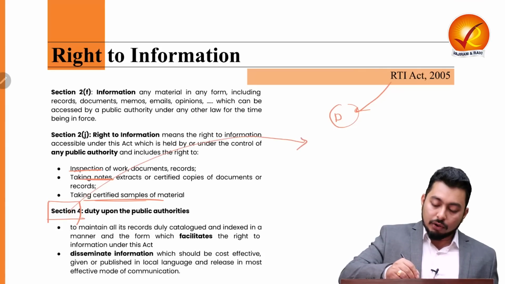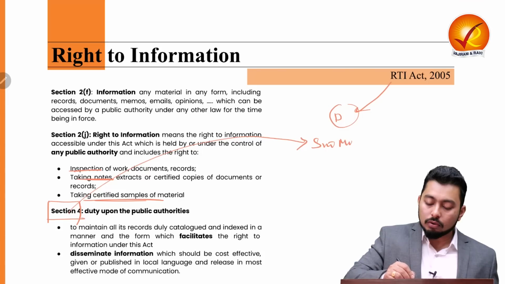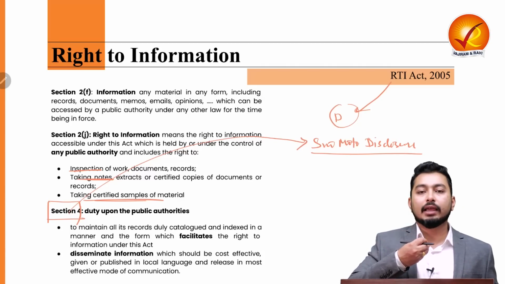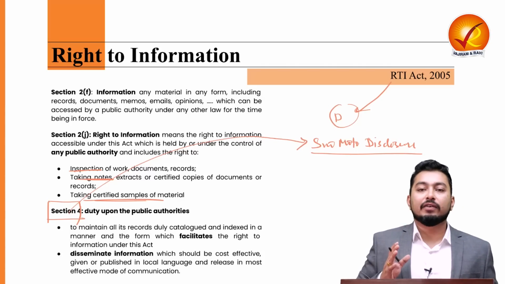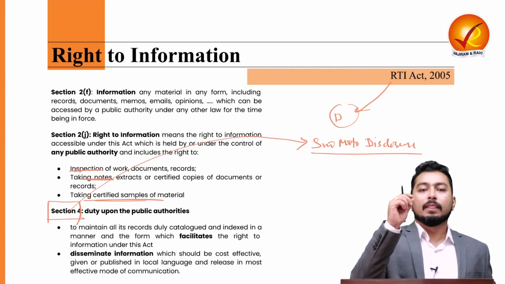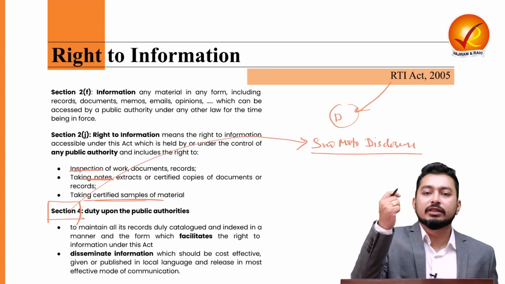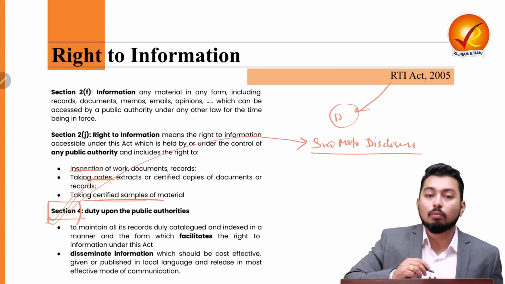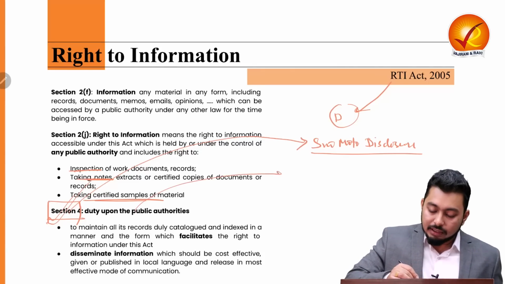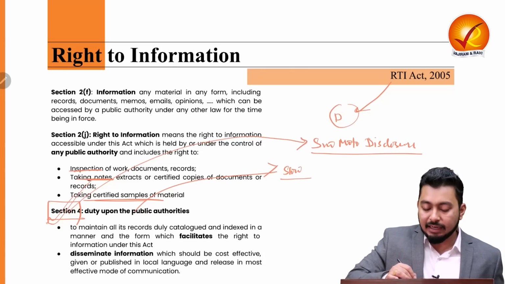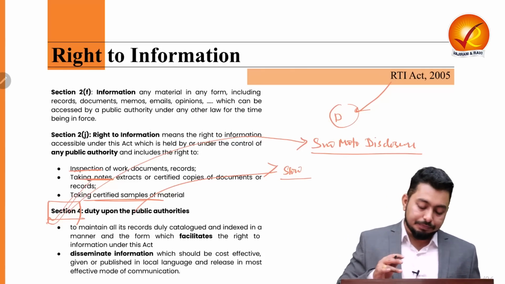Now, Section 4, it reposes faith on the public authorities. What kind of faith? It talks about suo motu disclosure. What do we mean by suo motu? That means on its own undertaking, without request from anyone. If I have processed my information, if I have collated my information, and there are no issues in publishing that information that is of public nature, then as a public authority, I should go for suo motu publication. However, this suo motu disclosure is very slow and it is rarely used by public authorities.